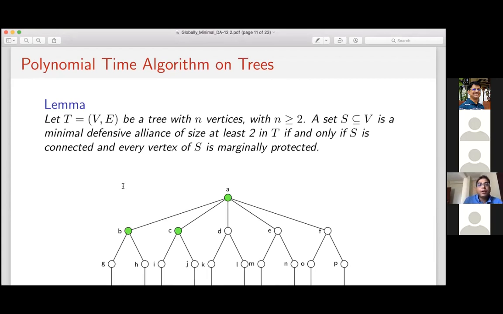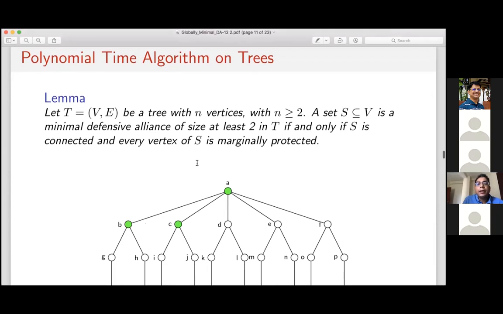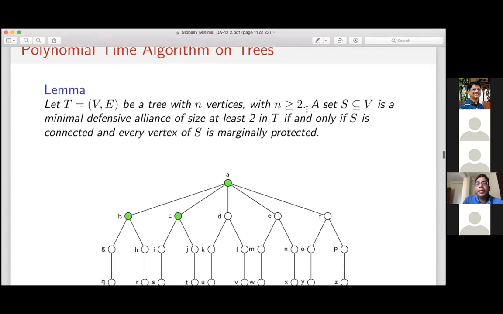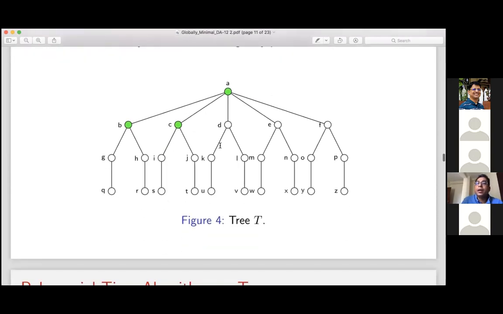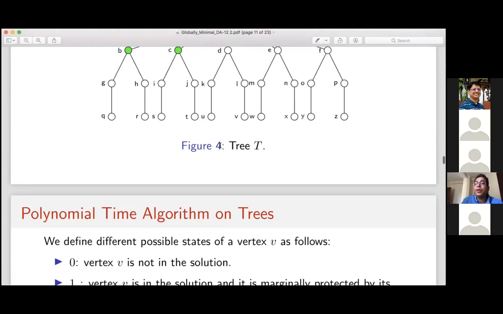The good thing about a tree is this: let T be a tree, then a set S is a minimal defensive alliance of size at least 2 in T if and only if S is connected and every vertex of S is marginally protected. So this condition, the sufficient condition for the general graph, is also a necessary condition for a tree. So we have a necessary and sufficient condition for a subset to be a minimal defensive alliance in a tree, and this is helpful to design our polynomial time algorithm on a tree.